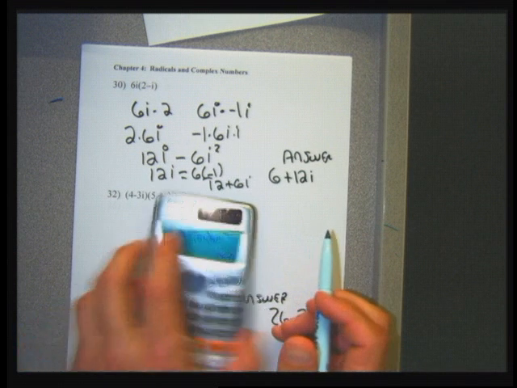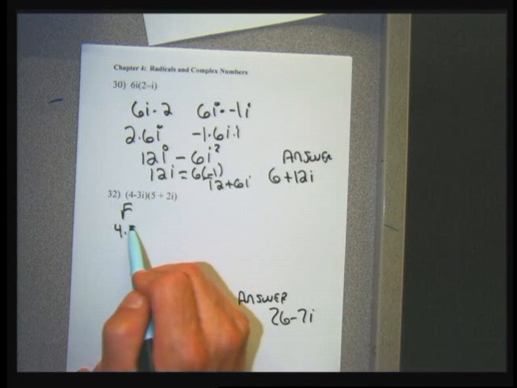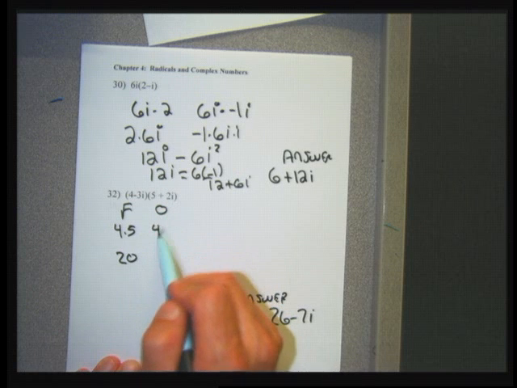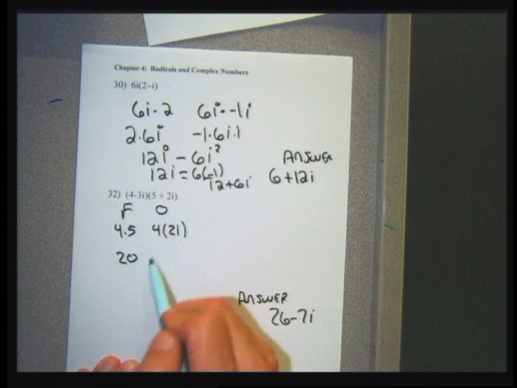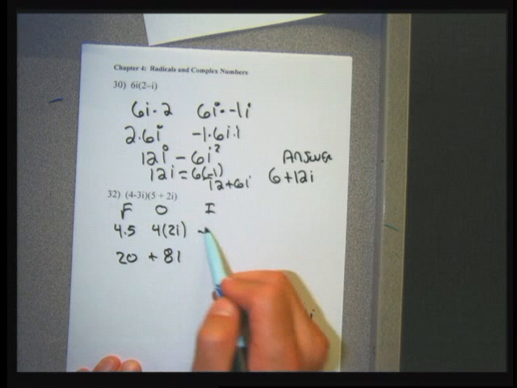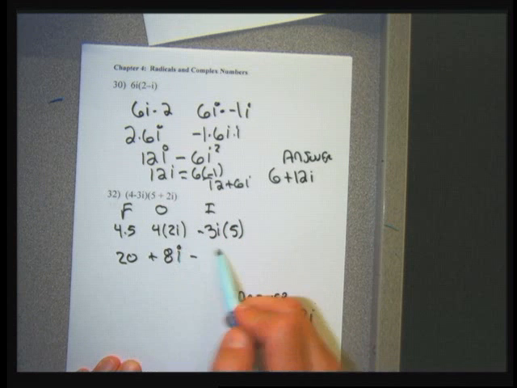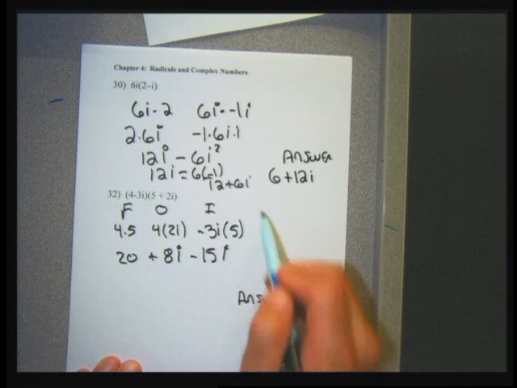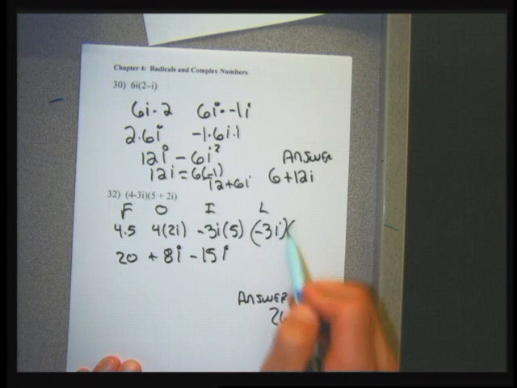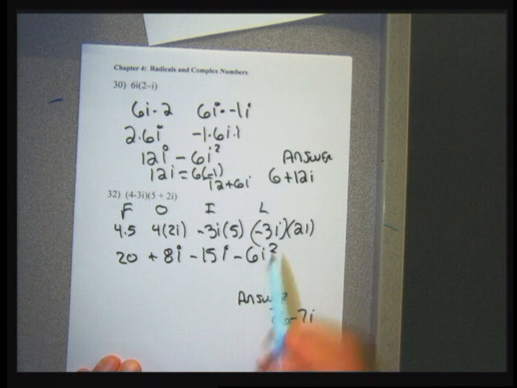To do it by hand, it's foiling. Firsts are 4 times 5, which is 20. Outers are 4 times positive 2i, which is a positive 8i. Inners are minus 3i times 5, which is a minus 15i. Lasts are minus 3i times positive 2i. That's a minus 6i squared.